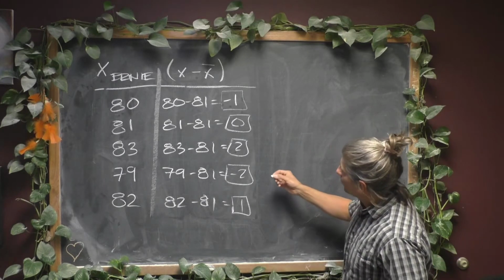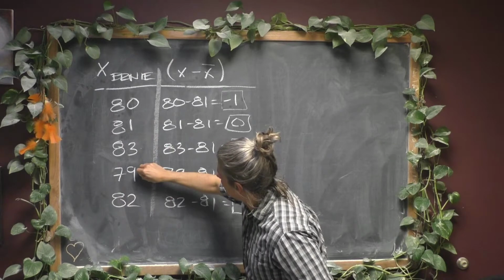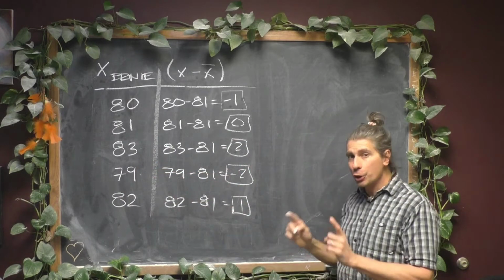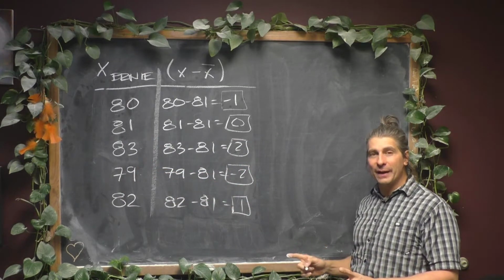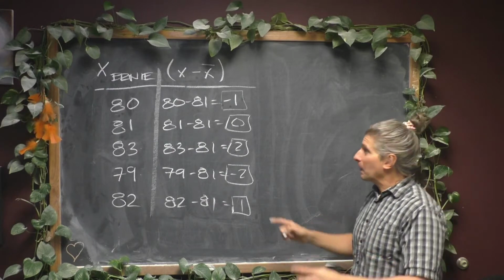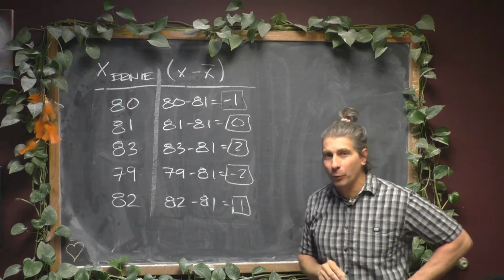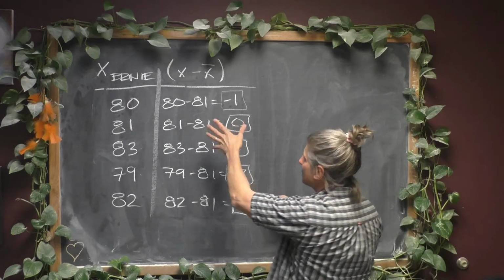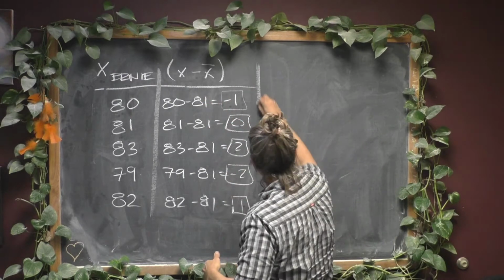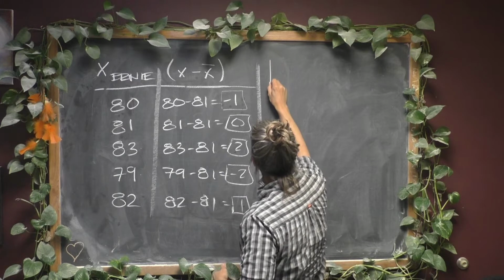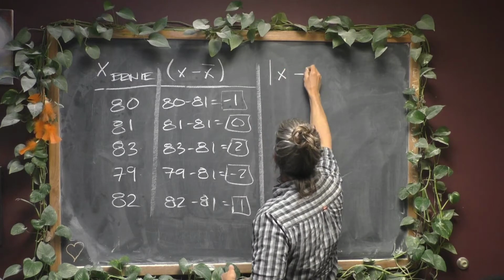So they said an 83 and a 79 are both 2 away from an average of 81. An 80 and an 82 are both 1 away from an average of 81. So what they said was, let's not just do the deviations, let's take the absolute value of the deviations.